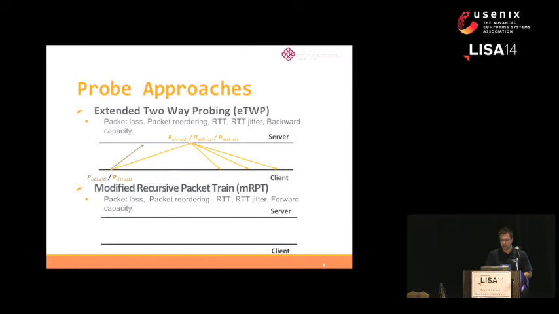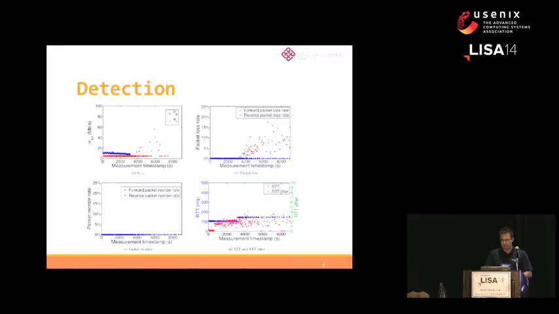And then there's this modified recurse passive packet train, which, again, you'll have to read the paper. It's got some interesting stuff in there. They did get good results.